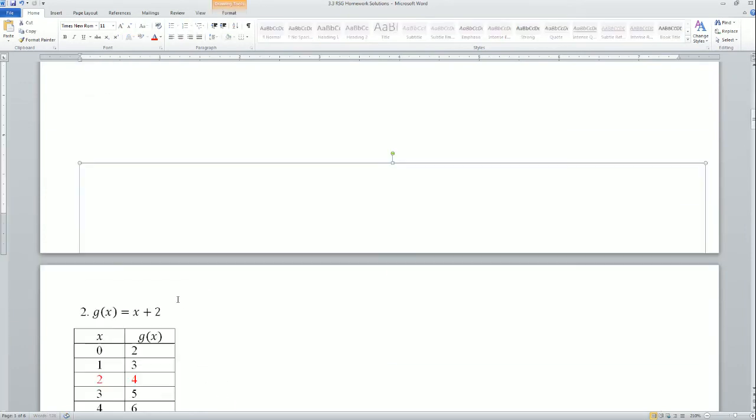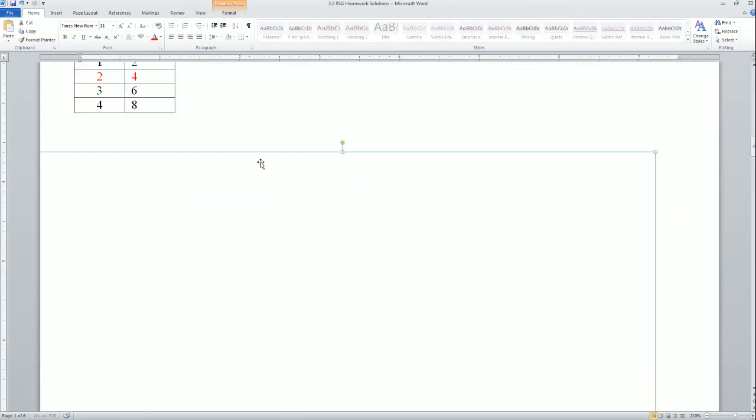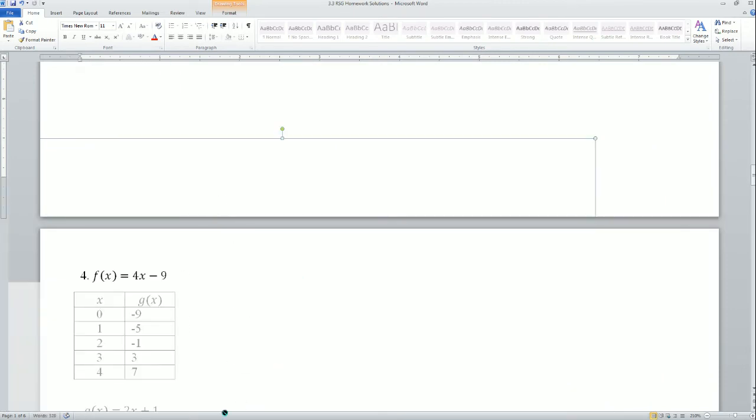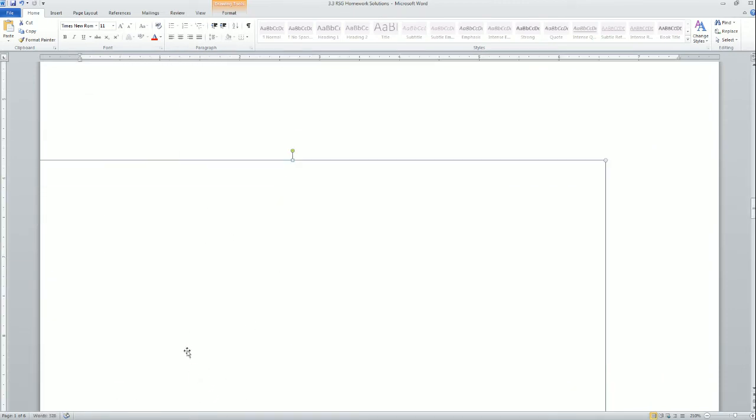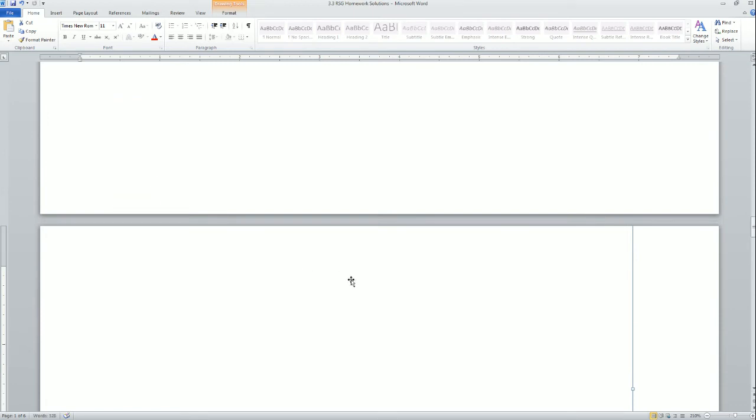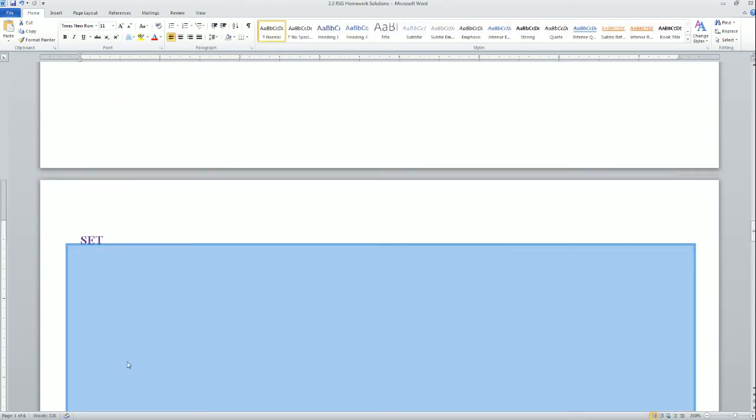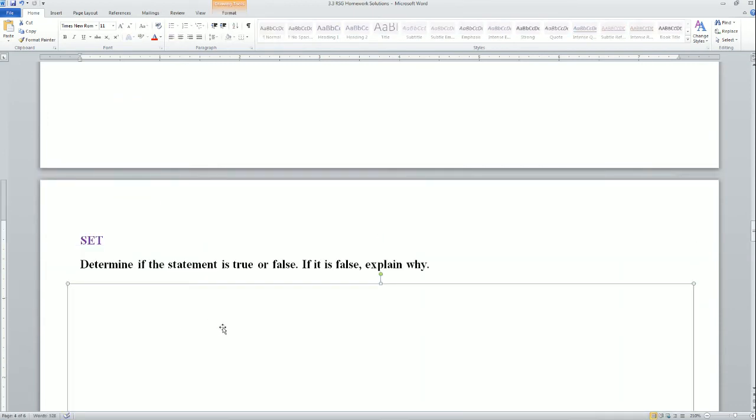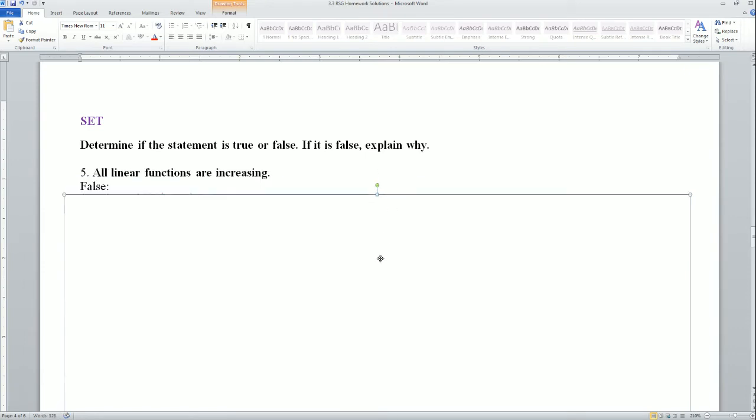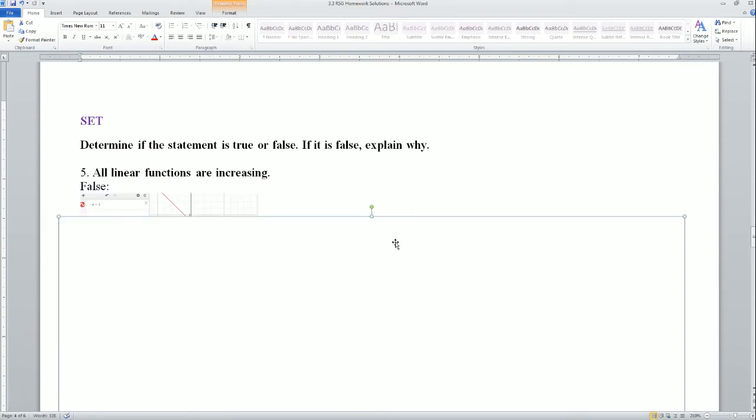Alright, so let's just look at the other ones here. Now we're going to do the set part. Determine if the statement is true or false. If false, please explain. Alright, all linear functions are increasing.